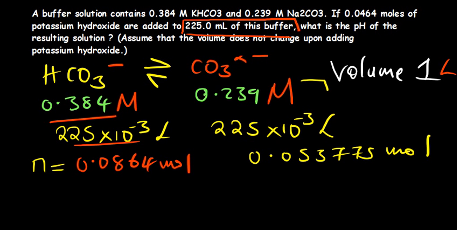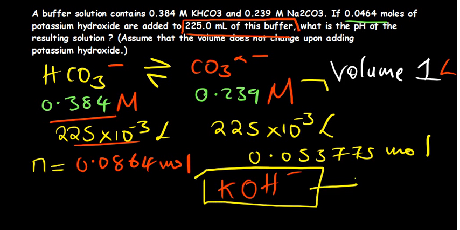Now, the addition of 0.0464 moles of potassium hydroxide, what effect does it have? Looking at the potassium hydroxide, from what it sounds, this is basically a base, right? Because it's a hydroxide. So we expect that to react with our acid. In this case, the acid that we have is going to react with that.